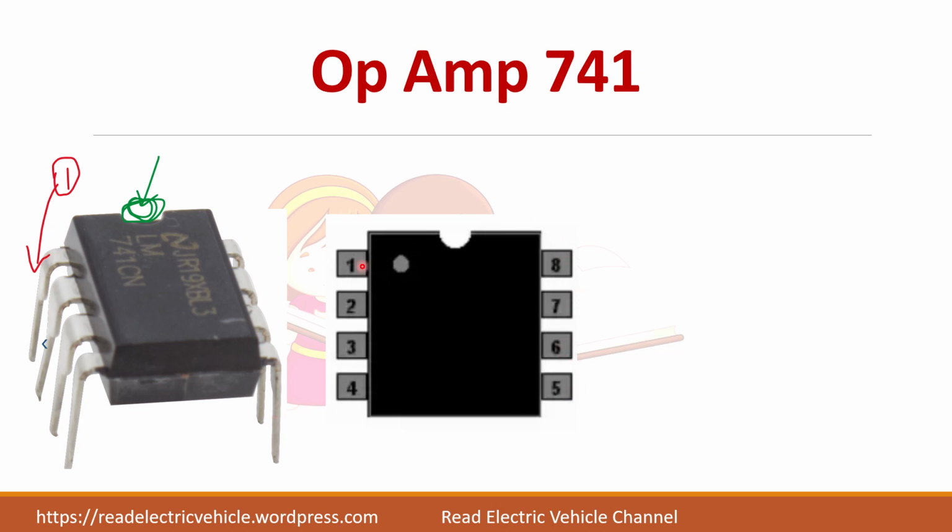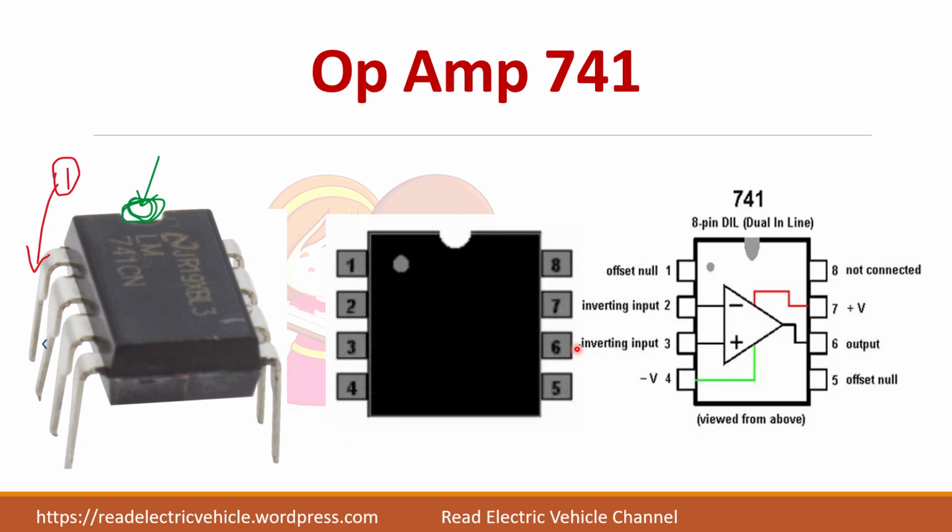So you should not get confused and connect it in opposite order. Your IC will not work or it will get damaged also. So always try to find this notch and find the number 1 because each pin has a different function. This you can get from the data sheet. The first pin and the fifth pin, if you see, are for offset null. The second and third are for input and the sixth pin is for output.